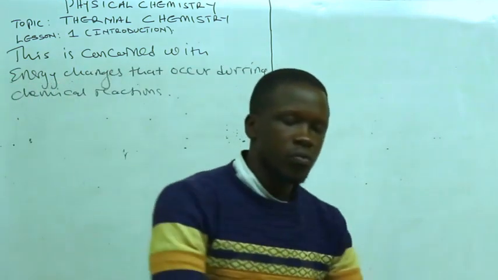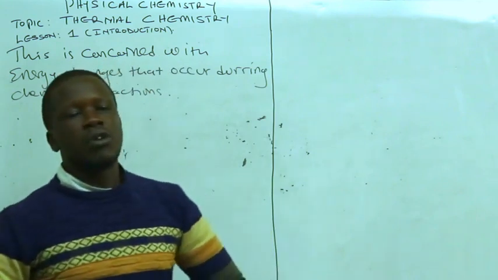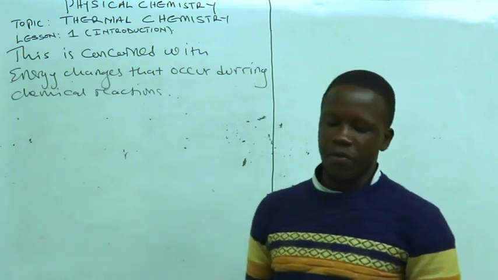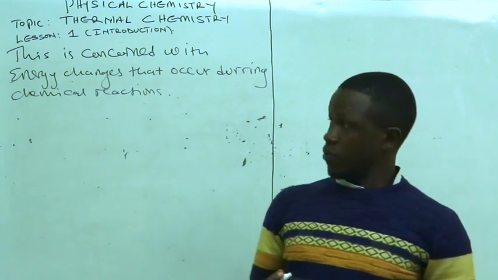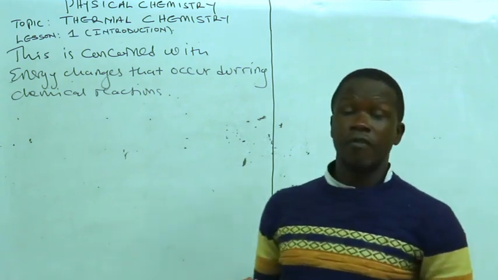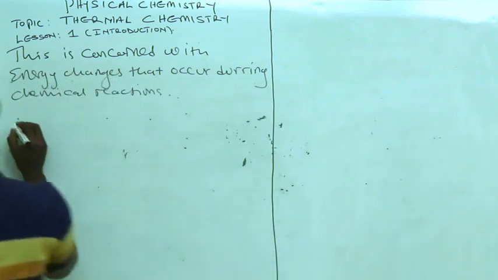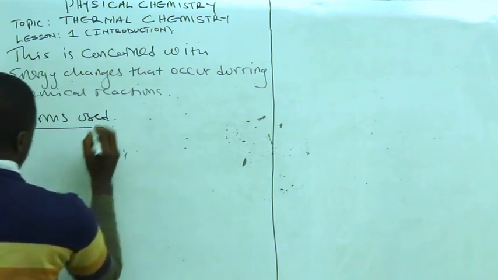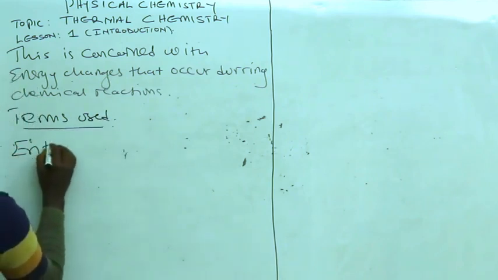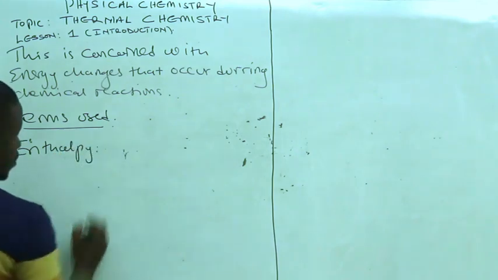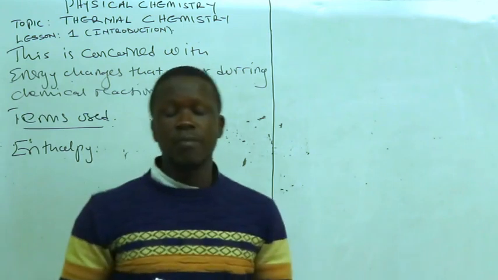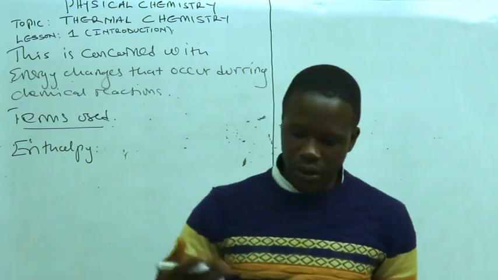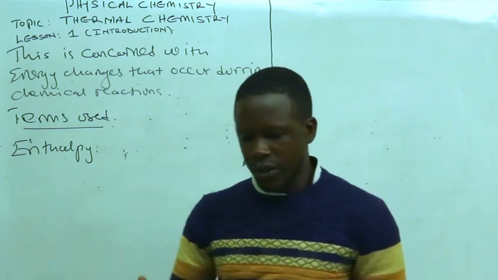And in this introduction, we shall be looking at mainly the terms that we shall be finding in the study of thermochemistry. Terms used. Number one, the term enthalpy. This term is going to be used several times, and enthalpy simply refers to the heat content.